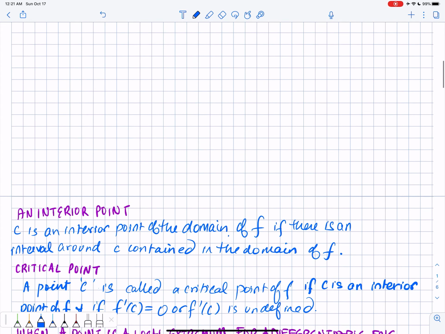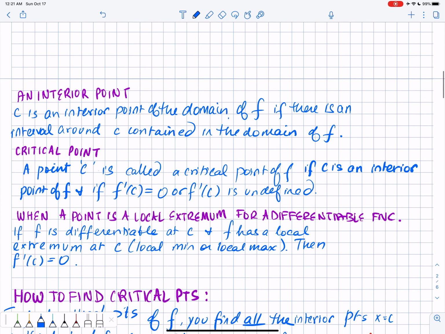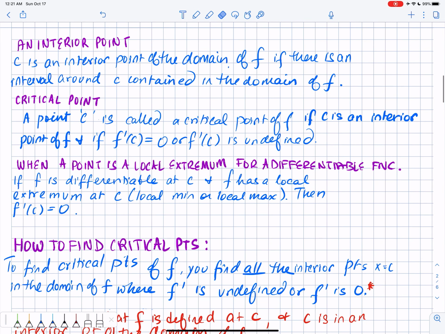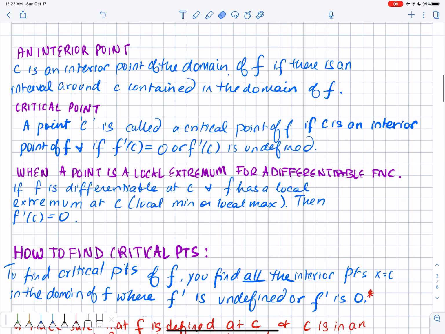Okay, so let's just look at a few definitions. When you look at the domain of a function, you call C an interior point if it's on the inside, basically. So there's an interval around C that is completely contained in the domain of F.